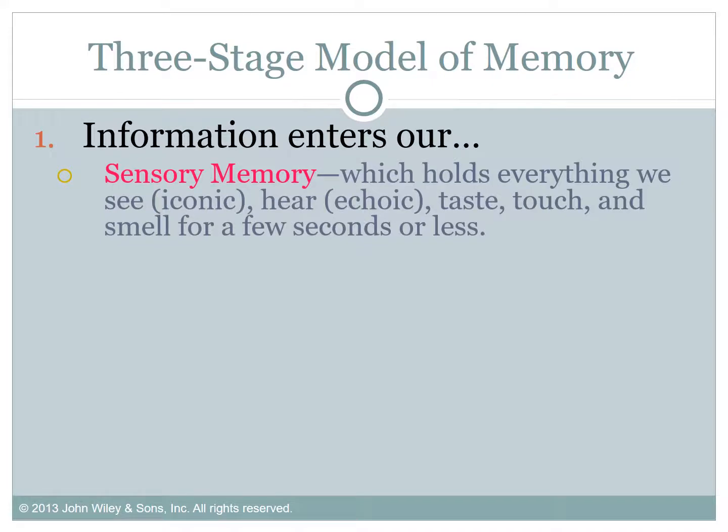So for this three-stage model of memory, remember we have the sensory memory first. Everything that your senses take in is stored temporarily in sensory memory while you decide essentially whether or not to actually pay attention to it. Anything you don't choose to maintain inside your memory is discarded.